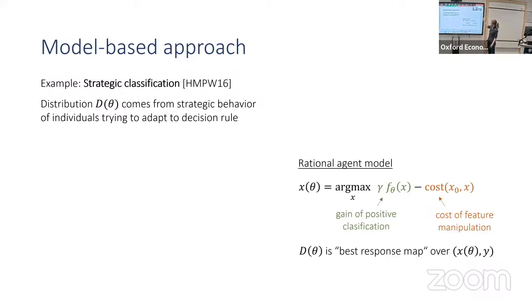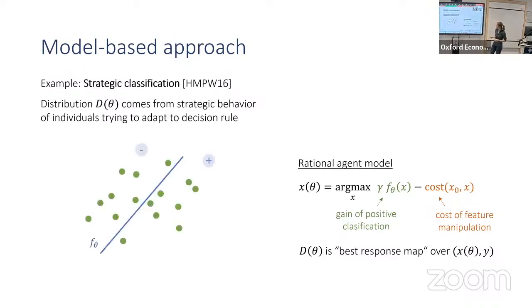This model is used in the literature. It's a rational agent model. You assume that the individuals pick the feature in response to the predictor, such that they have optimized the gain from a positive outcome minus the cost of manipulation. So it's some simple rational agent model here. D of theta is then the aggregate that comes about from these individual data points moving.